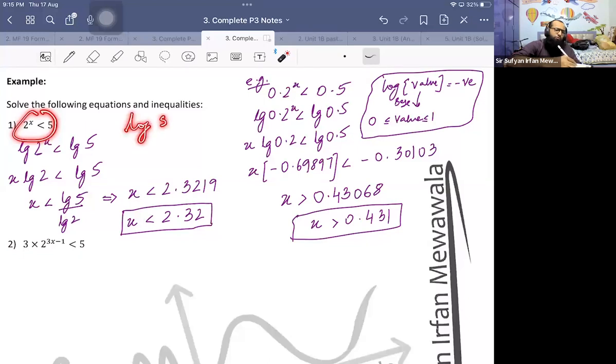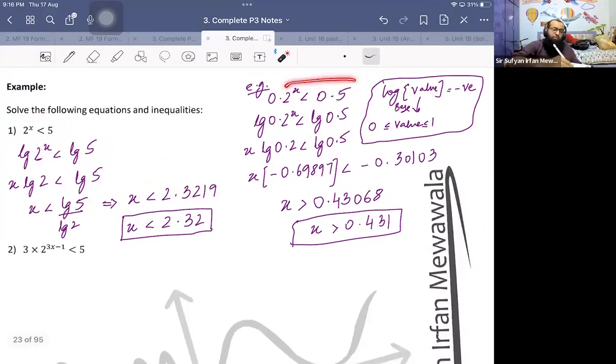log of 5 with a base of 2, and x is less than this. x is less than log of y with a base of 2. Someone could have written like this. But there is confusion with inequalities and students tend to make mistakes. If the values are not between 0 and 1, then it's perfectly fine. But if the values are between 0 and 1, then because of negativity being involved, the inequality sign will get reversed.